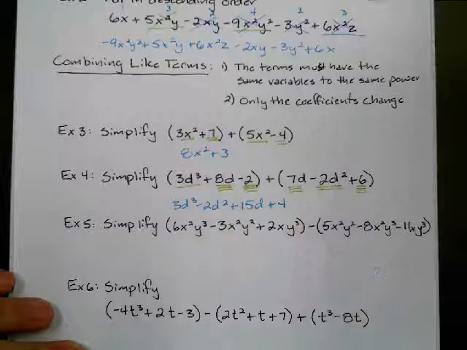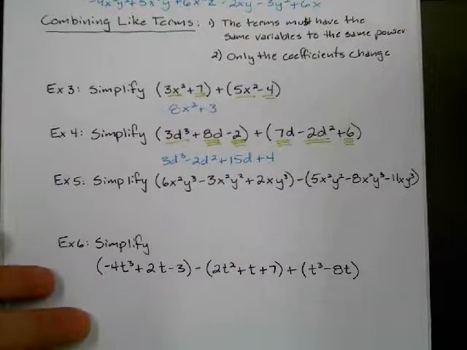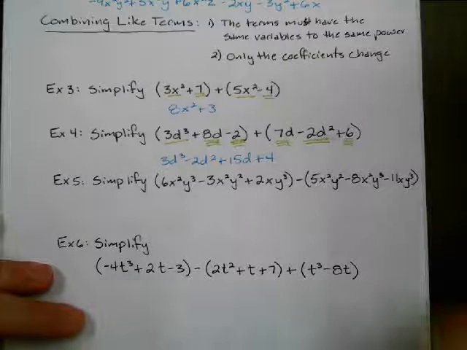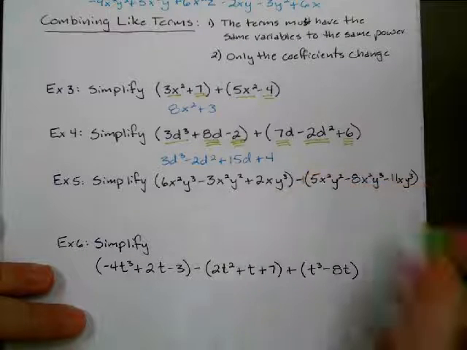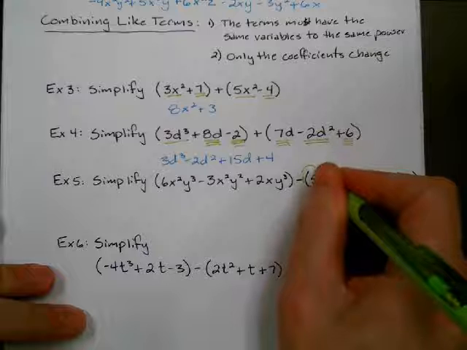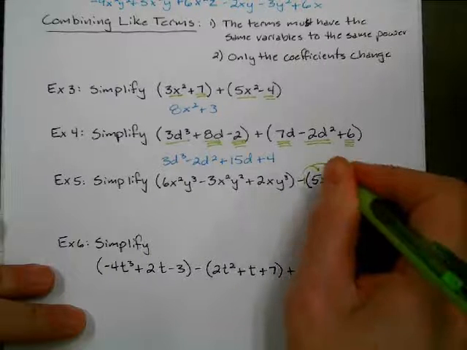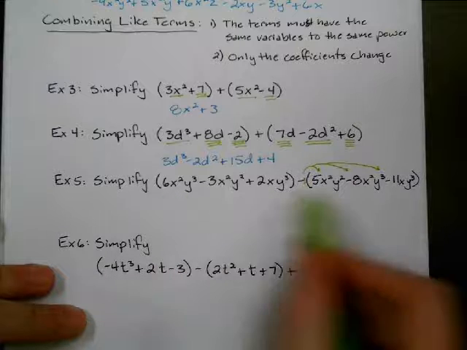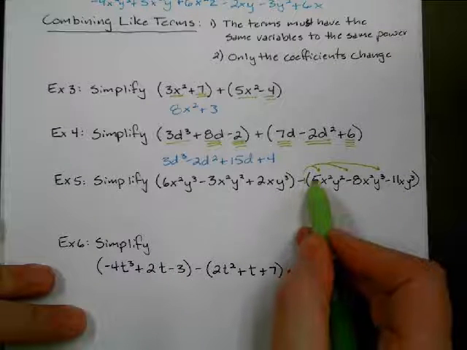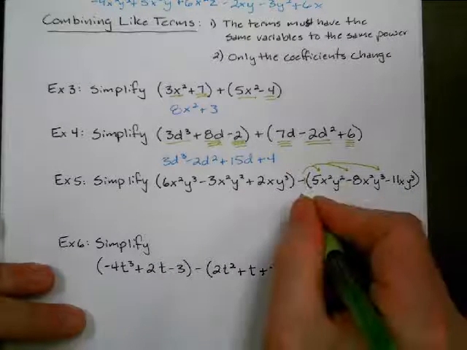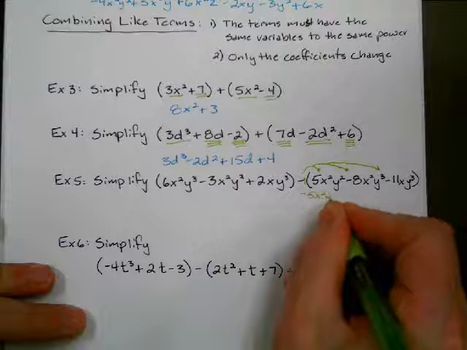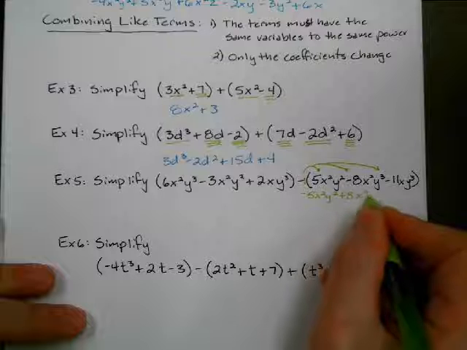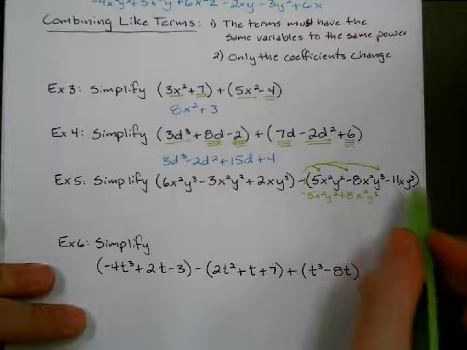All right, next, what if there is a negative in here? If there is a negative, it's like saying there's a negative 1 out front, which means we need to distribute this before we start combining anything. So anytime you see a negative, that we're subtracting these two trinomials from each other, distribute the negative 1. So this one becomes negative 5x squared y to the second. This one becomes positive 8x squared y to the third. And this one becomes positive 11xy to the third.